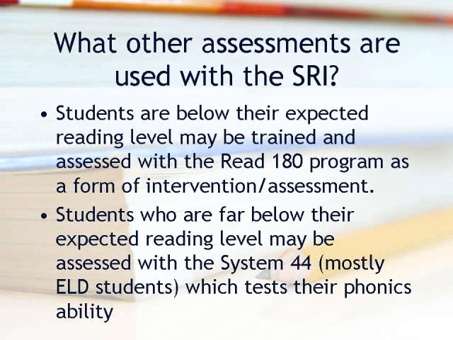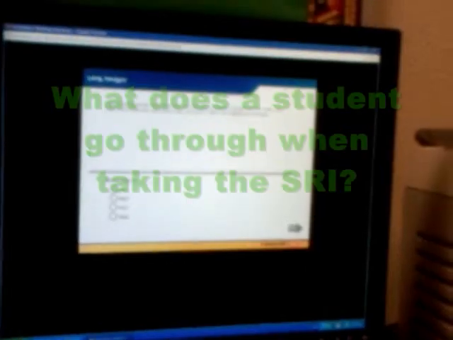In conjunction with the SRI, other assessments that can be used to determine a student's placement are a student's CST scores from the previous year, or maybe the previous year's teacher's recommendations and their observations based on their student work and the various assessments that may have taken place in their classroom.